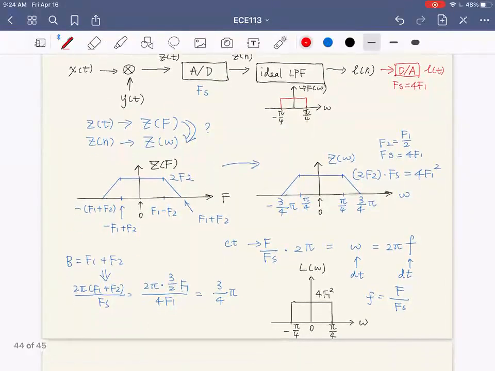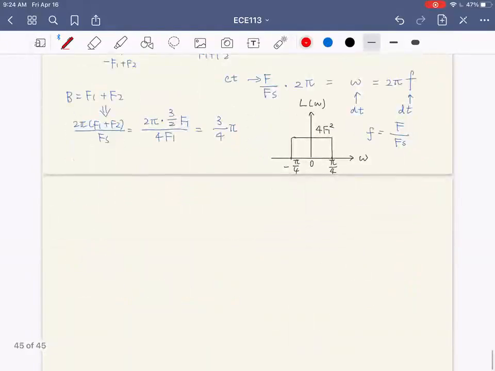Let's get L of t and see its relationship with x of t. So to turn it back into the continuous time domain, we simply need to do the converse. If you remember, we multiplied by fs when we wanted to convert it into DTFT. So we need to divide by fs this time to get our original level. So the L of f, the level will become f1, given fs is 4f1.